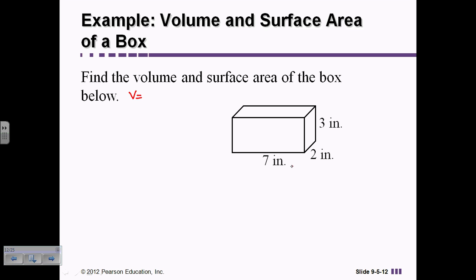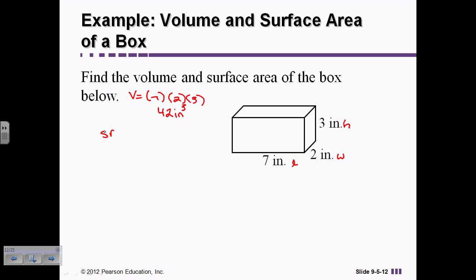And so what I just strongly recommend you do, especially for this formula, is just to label the three pieces, length, width, and height. And then you're going to substitute in. Volume is length times width times height, so it's going to be 7 times 2 times 3. So we're going to end up with 42 inches cubed is our volume.